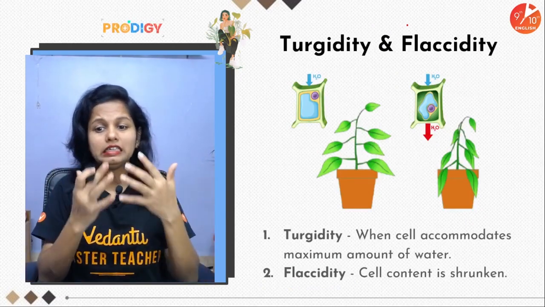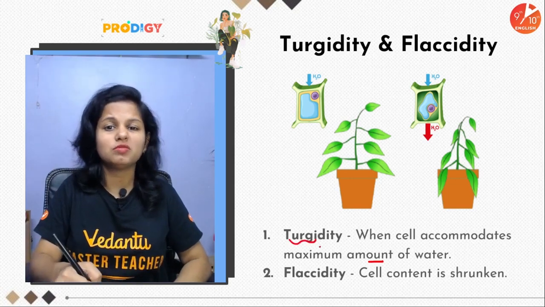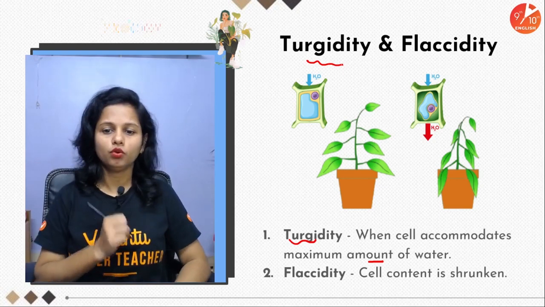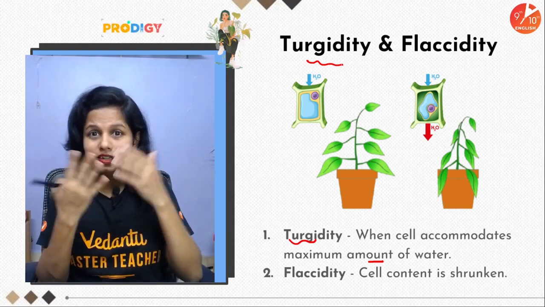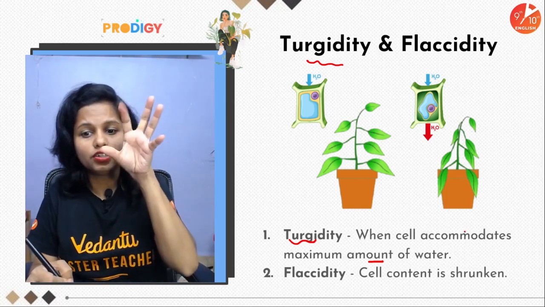If water enters the cell, the cell will accommodate more water and become stiff and hard, and that is what we call turgid. When the water leaves the cell, the cellular contents shrink.